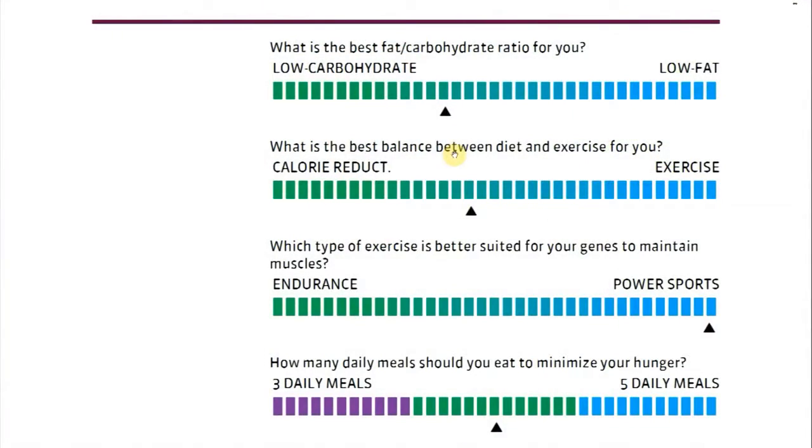And here, you see, if the arrow is here, it means you should eat low fat because you're fat sensitive, but carbohydrates are no problem. If you're here, it's low carbohydrate because you're not fat sensitive, or you might be anywhere in between.